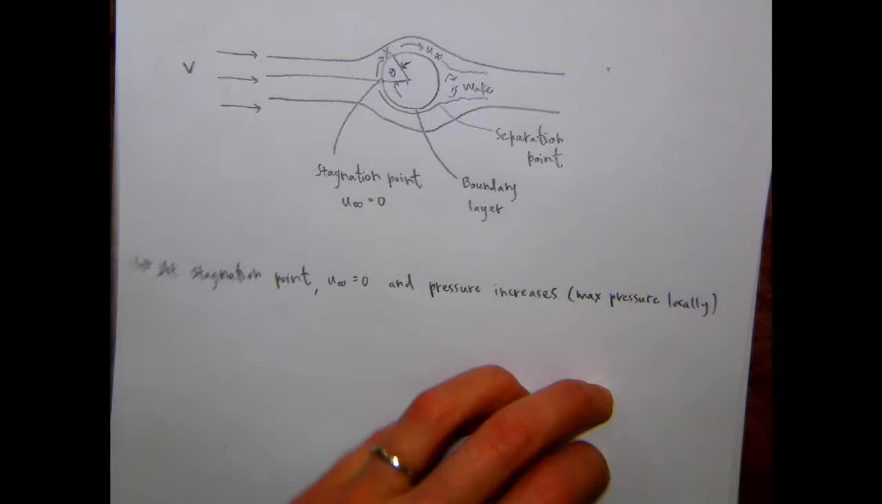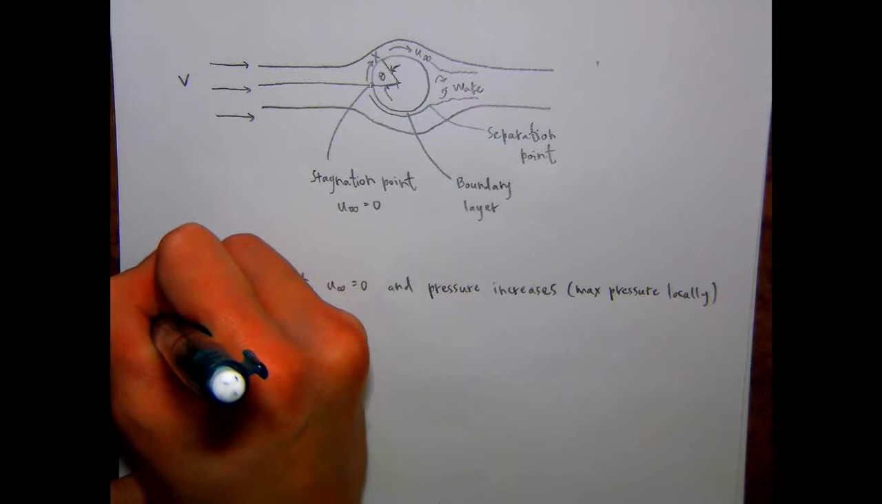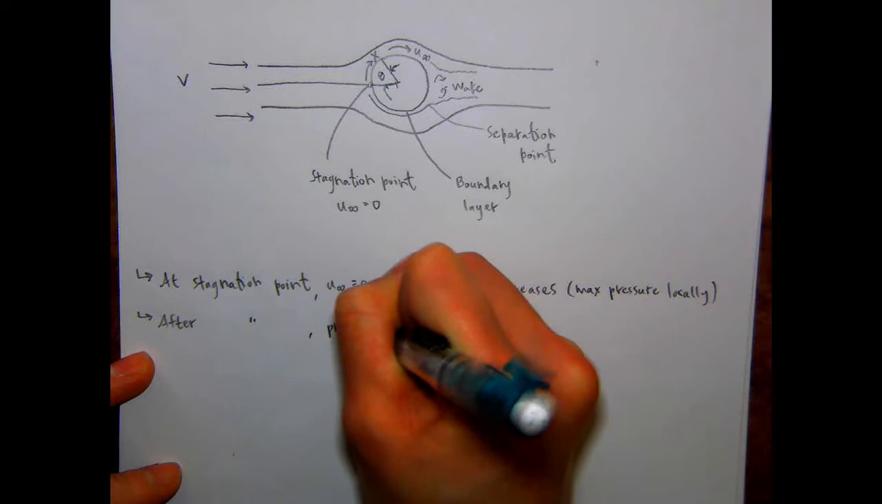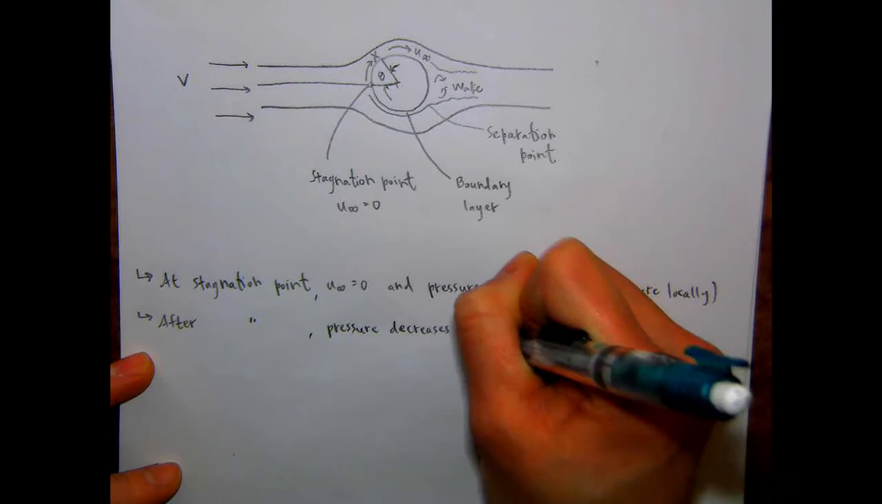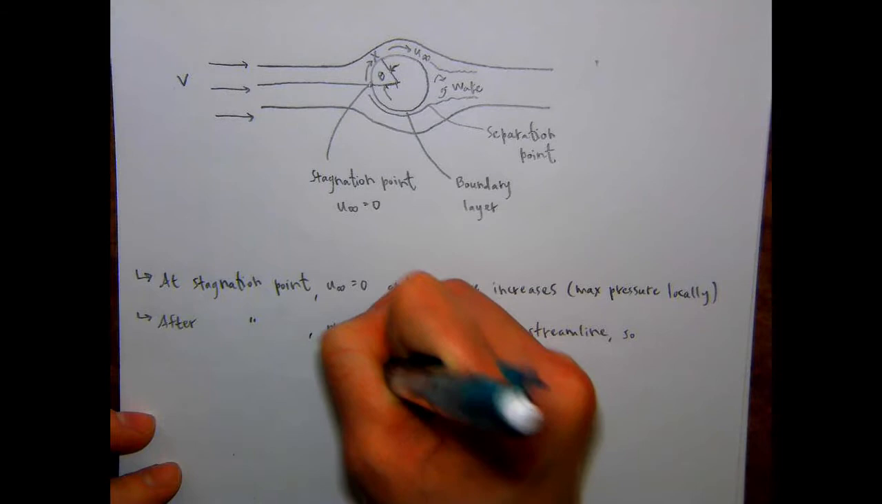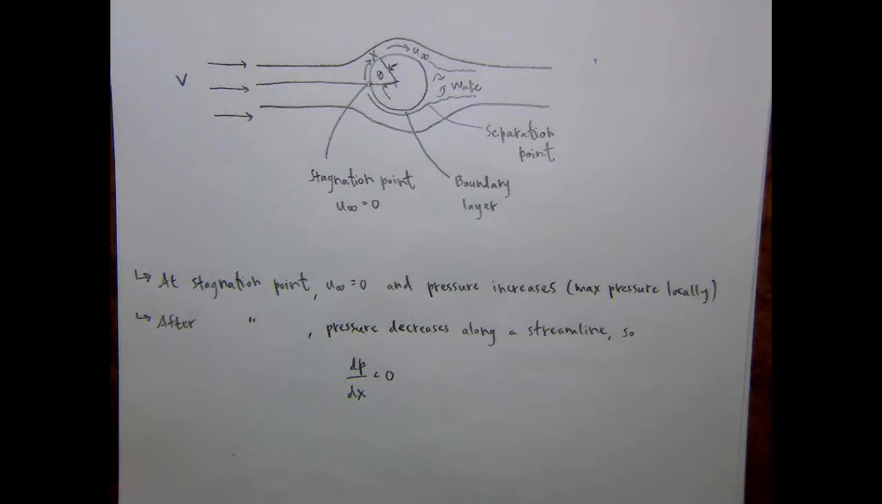And then past that, the pressure is going to start decreasing. Okay, so after the stagnation point, pressure decreases along a streamline. So dP/dx is going to be less than zero. So the pressure change with respect to x, where x is the streamline coordinate, as you're going along the streamline from the forward stagnation point to some point up here, the pressure is going to be decreasing.